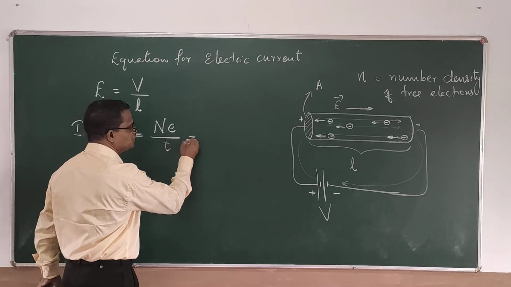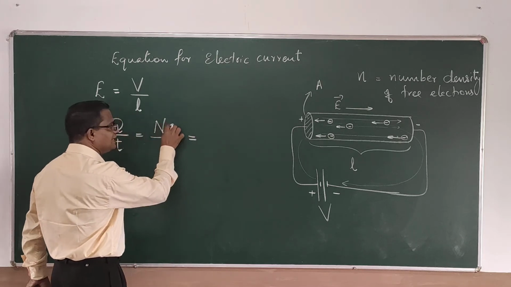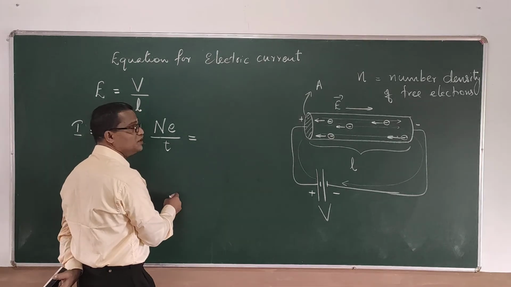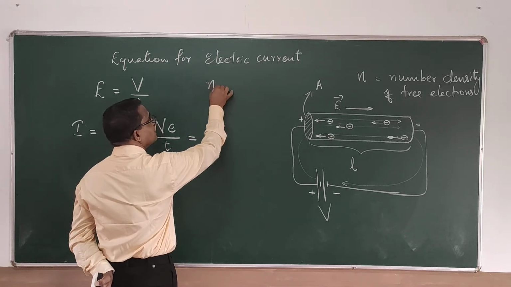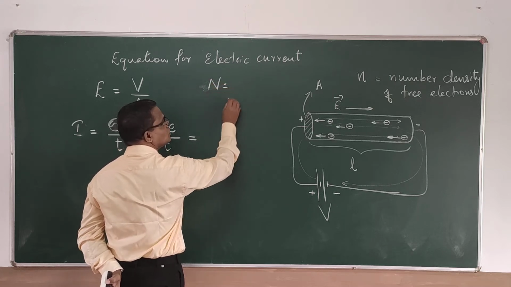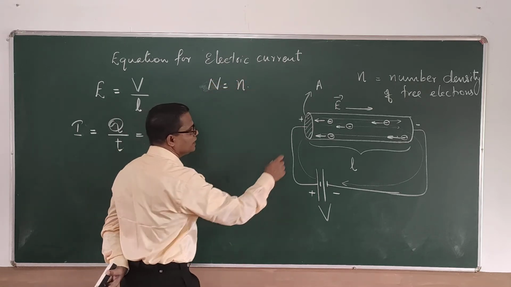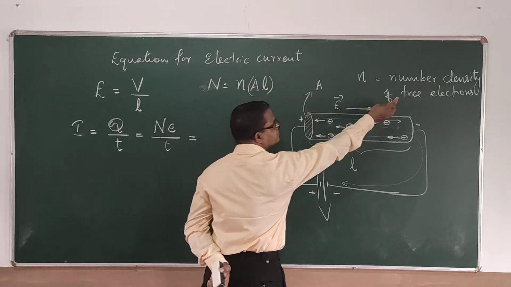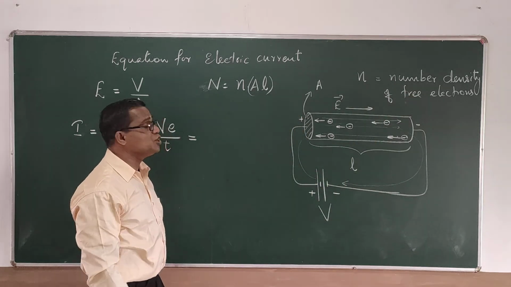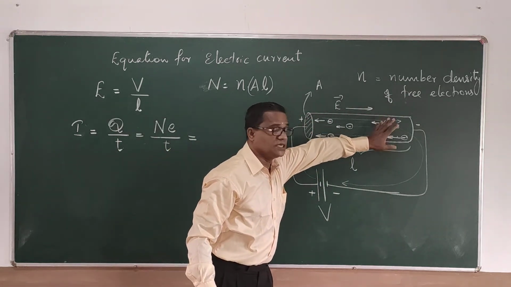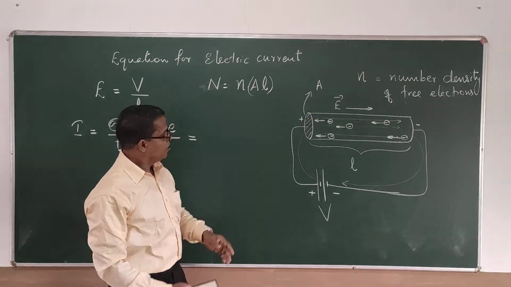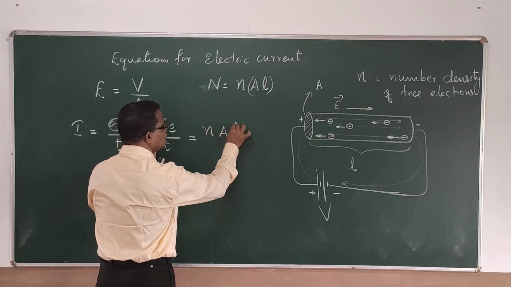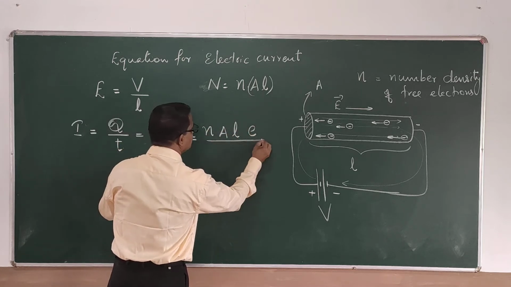And now we can substitute N, where N is the number of free electrons, and that number of free electrons in this case will be equal to capital N equal to small n into the volume of the conductor, because small n is the number per unit volume. So in this volume of the conductor, how many free electrons are there? Therefore, this equation will be small n into A into L into e divided by t.